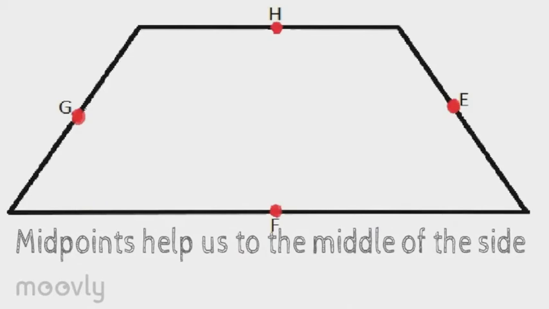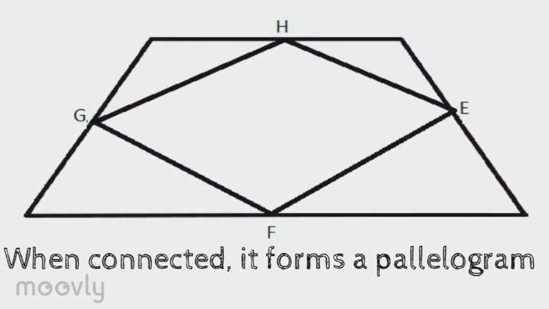The midpoints of the shape help us with the middle of the sides, so we're going to find the midpoints of each of the lines within this trapezoid. Now we have 4 midpoints, E, F, G, and H. After marking the midpoints, we're going to connect them to form a parallelogram. It does not matter where we move the ends of the quadrilateral or how it looks, the connected midpoints will always form a parallelogram. This is the key characteristic.